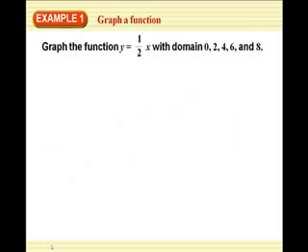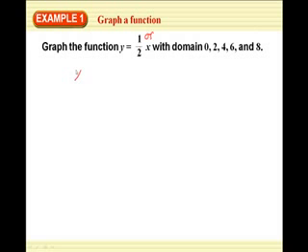So we go to example number 1 and we graph this function. It gives us y equals 1/2 x, with the domain 0, 2, 4, 6, and 8. When I see a number and a letter with nothing between them, it means to multiply. So I want to use the word "of": what's half of 0? What's half of 2? What's half of 4? That'll help me when I'm filling out my table.